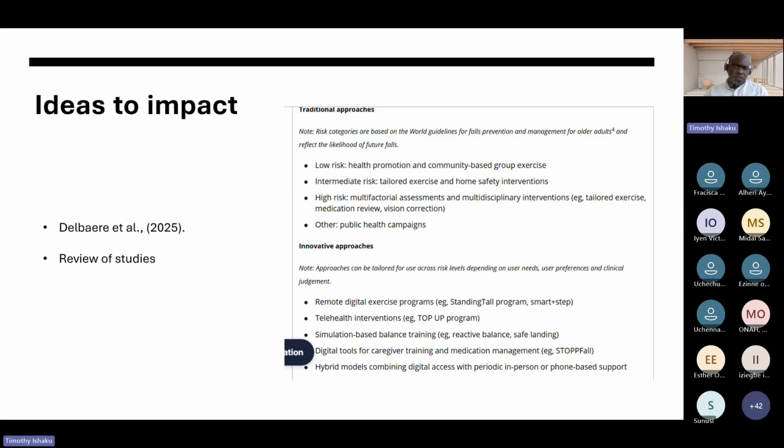This is also a study that was done recently this year. So the patient doesn't have to worry about coming to the clinic. Once they have internet access, they will be reviewed and everything. They provide simulation-based balance training for the patients, as well as support for the caregivers. So whatever the level of falls risk an individual has, all we need to consider is tailoring the interventions around the patient's needs, their preference, and our clinical judgment.